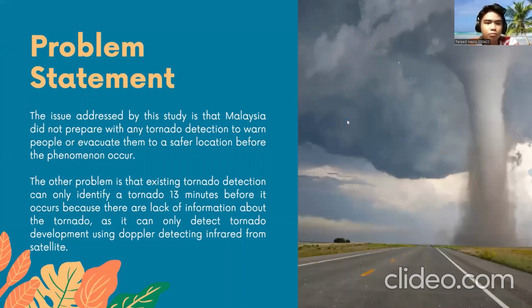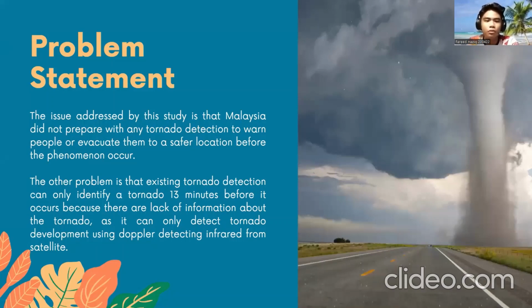The issue addressed by our study is that Malaysia is not prepared with any tornado detection to warn people or evacuate them to a safer location before the phenomenon occurs. As we know, tornadoes rarely happen in Malaysia, but in recent times there have been quite a number of cases.